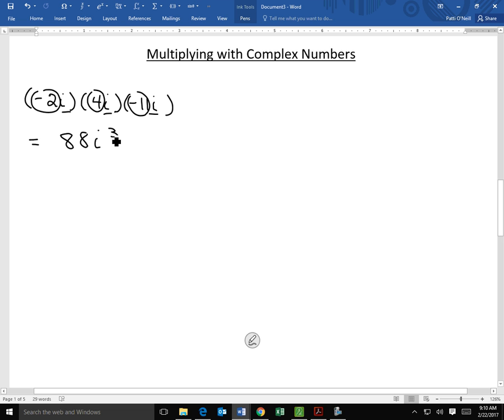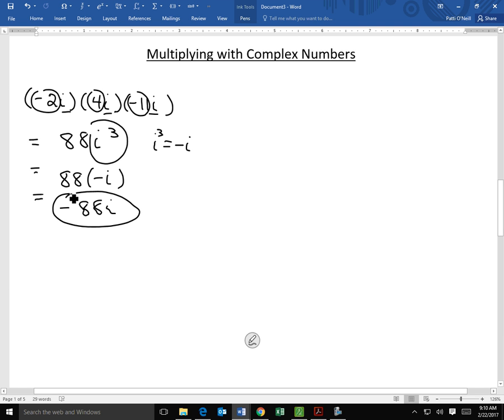However, we know that i cubed can be simplified. We learned that i cubed is equal to negative i. So we're going to make the translation that this becomes negative i, and 88 times negative i will be negative 88i. That's our final answer.